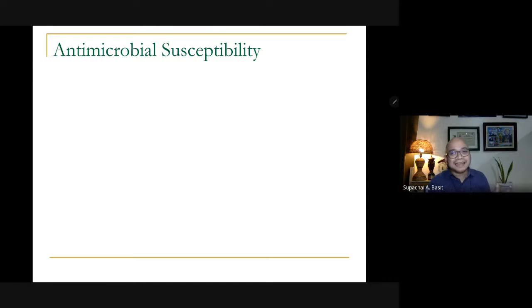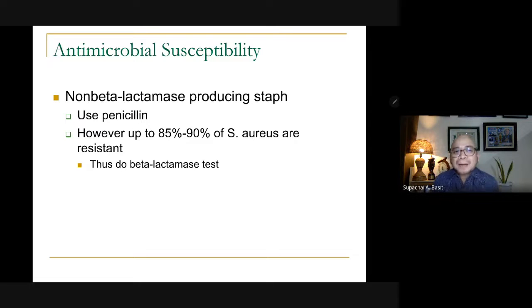And for the antimicrobial susceptibility testing, if we are talking about the non-beta lactamase producing Staphylococcus, meaning to say they are not drug resistant, penicillin can be utilized. Unfortunately, look at the second sub-bullet. It says here, 85 to 90% of S. aureus are resistant to penicillin.